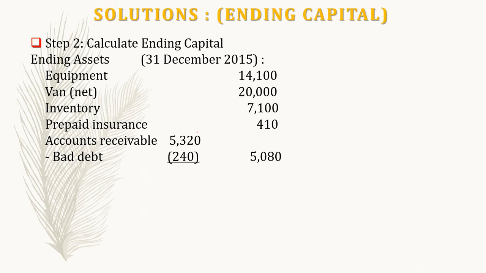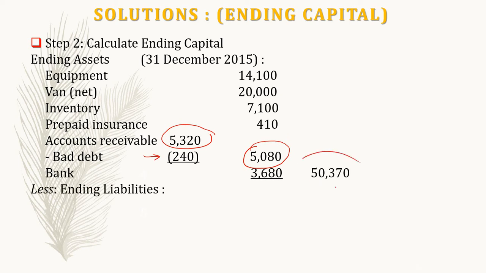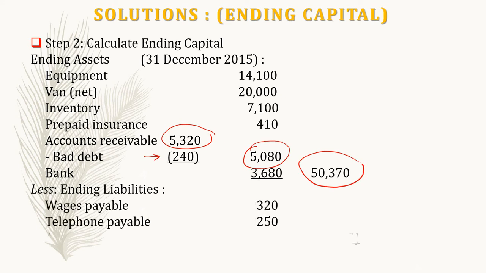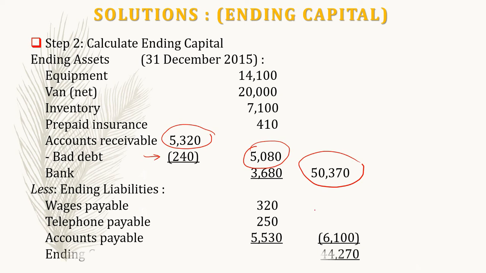As for my accounts receivable, I need to subtract the bad debt expense so that I'll get the balance towards the end of the accounting period. So total asset is 50,370 minus the ending liabilities. So my ending capital on 31st December 2015 is 44,270.